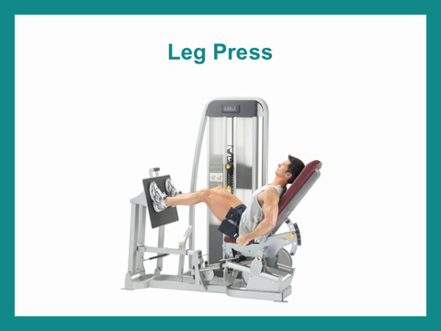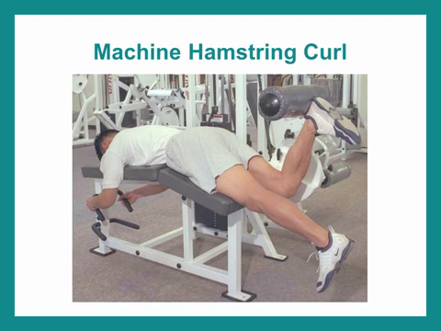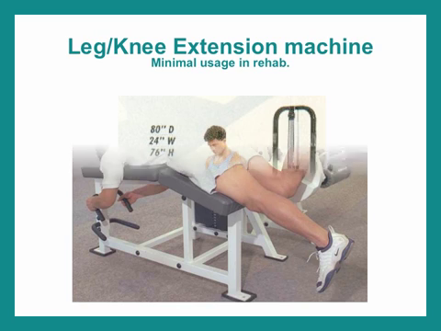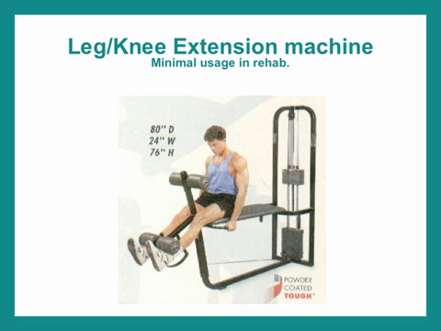Leg press, for some reason I got another picture in here, I guess because they're under the title of machines, so just remember concentric, bilateral, eccentric with one. We can do hamstring curls on machines, and then just a little note on the knee extension machine, very minimal use in rehab. There's a high amount of patellofemoral joint compression forces, and we really don't use these, especially in a full arc.